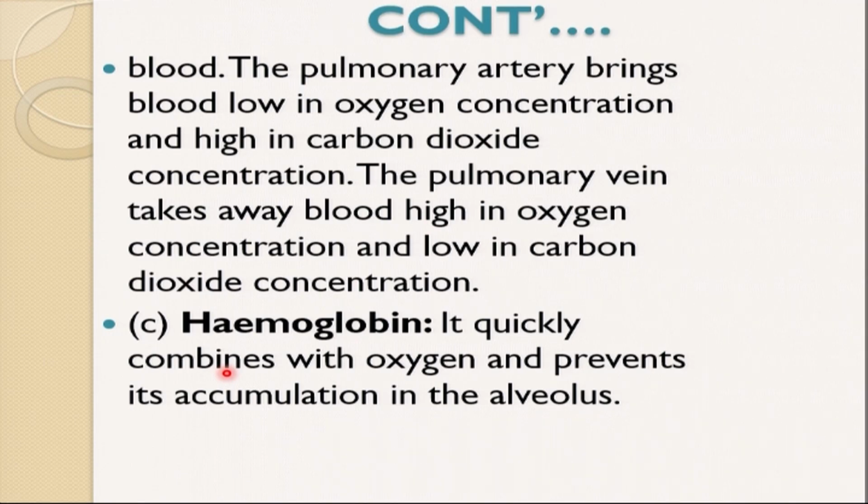Hemoglobin. Hemoglobin is very important. It quickly combines with oxygen and prevents its accumulation in the alveoli, because if oxygen accumulates in the alveoli and does not combine with hemoglobin, it means blood with less oxygen will be transported. So hemoglobin quickly combines with oxygen and prevents its accumulation in the alveolar sac.